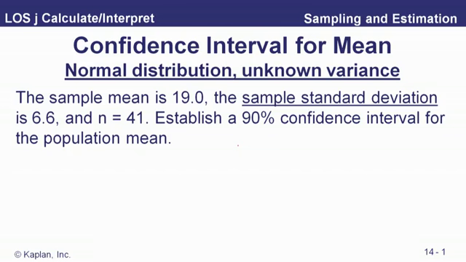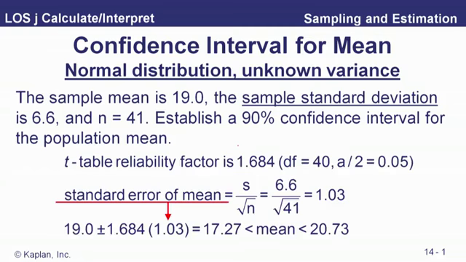Now, the reason we say the variance is unknown, notice in the wording here I have that the sample standard deviation is 6.6. If you see a problem where it says standard deviation is 6.6 or variance is such and such a number, you can take that as being the true variance. Unless it says sample, then it should be talking about the true variance, at least in the context of a problem. Establish our 90% confidence interval.